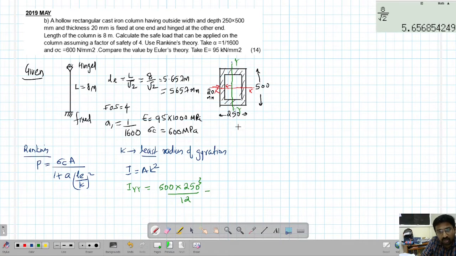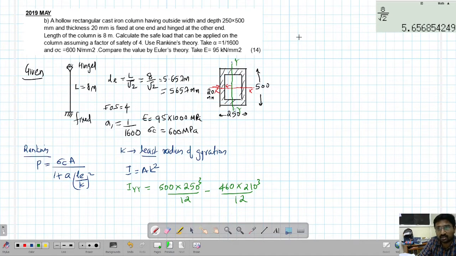Since this is hollow, I have to reduce the I of the inside rectangle. Inside rectangle, the dimensions are 500 minus 20 minus 20, so 500 minus 40, that is 460, times this dimension 250 minus 20 minus 20, so 250 minus 40, that is 210. 210 cube upon 12. I hope this is clear.